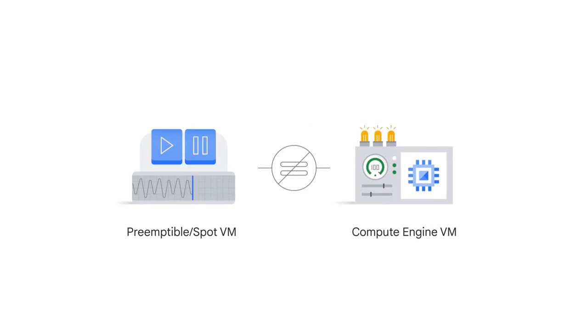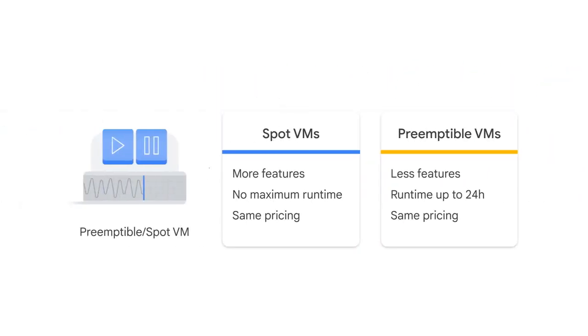A preemptible or spot VM is different from an ordinary Compute Engine VM in only one respect. Compute Engine has permission to terminate a job if its resources are needed elsewhere. Although savings are possible with preemptible or spot VMs, you'll need to ensure that your job can be stopped and restarted. Spot VMs differ from preemptible VMs by offering more features.